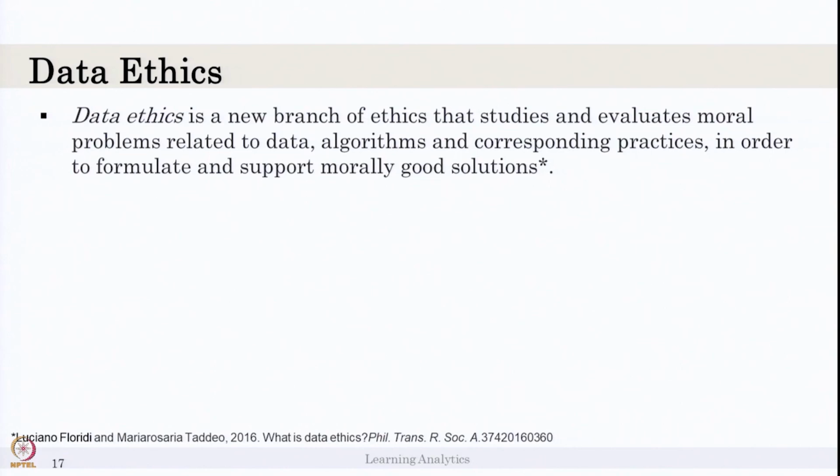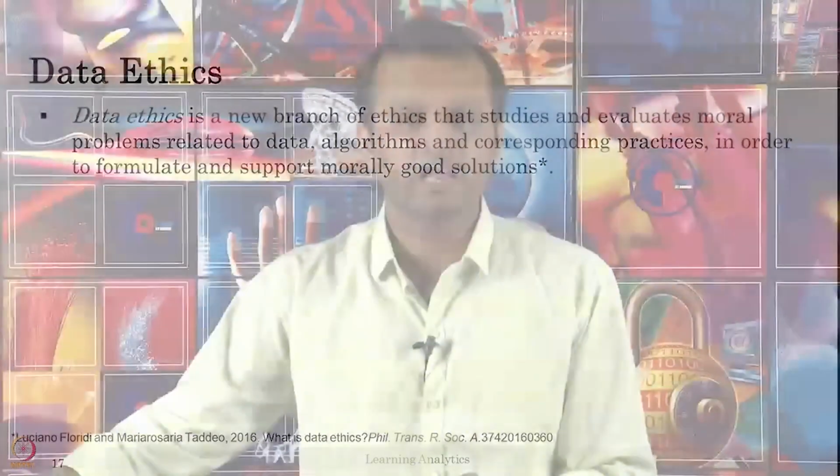So, what is data ethics? We talked about data privacy, how to keep the data secure and safe. What is ethics? Data ethics is a new branch of ethics that studies and evaluates moral problems related to data, from data collection, data generation, data analysis, all these things, and algorithms such as ML algorithms and AI, what algorithms you use, and practices like why you use these algorithms to invent something new, in order to formulate and support morally good solutions. So, the practice you have to follow in data collection, in choosing the right algorithm, and in doing some new invention is defined in data ethics.